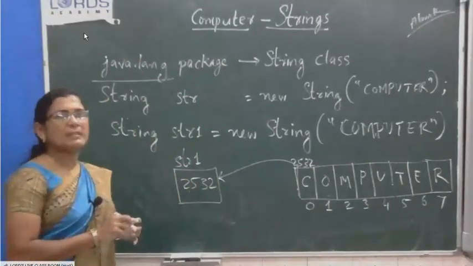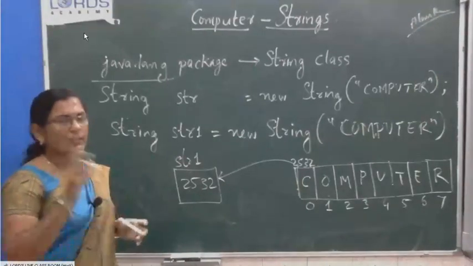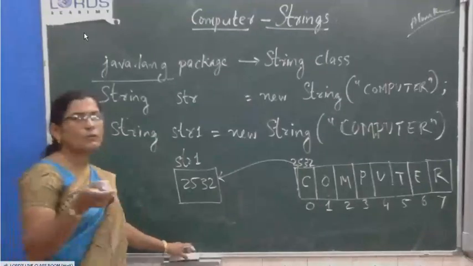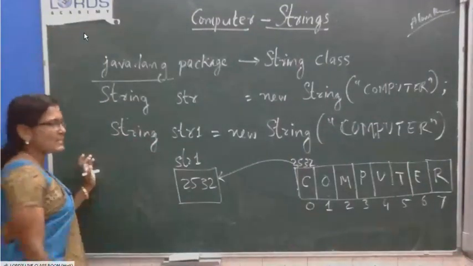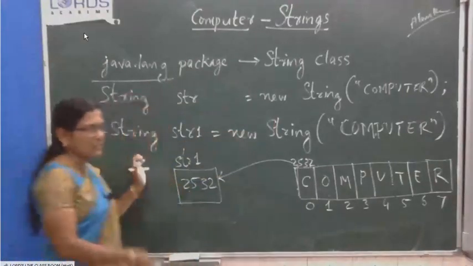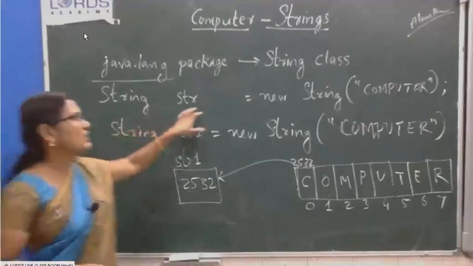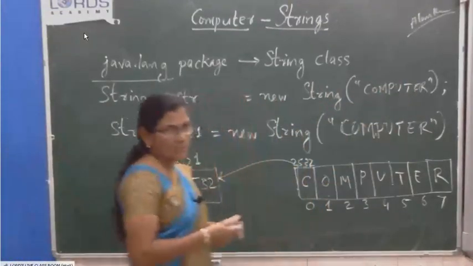A string can be created and utilized for storing string constants in the memory in 2 different ways. First one is through an assignment statement. The second method is you are creating an object of the string class by using the syntax: string type object name equal to new string, and pass the string as an argument to the constructor.